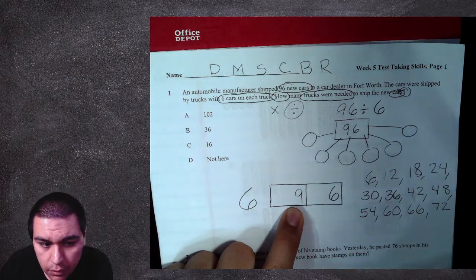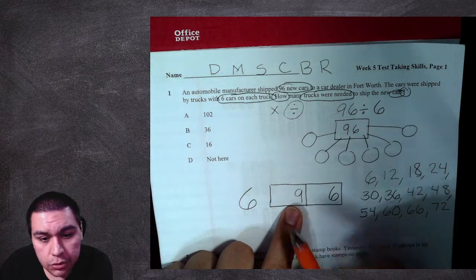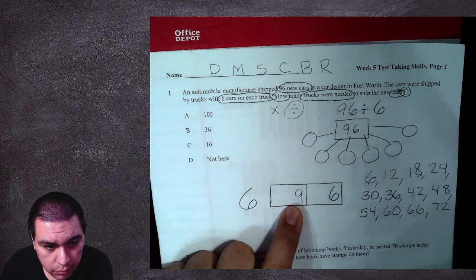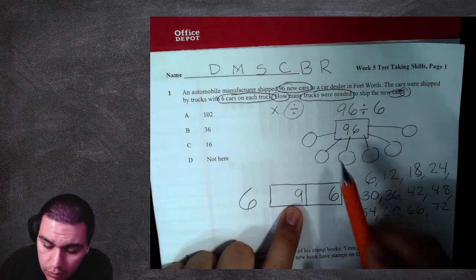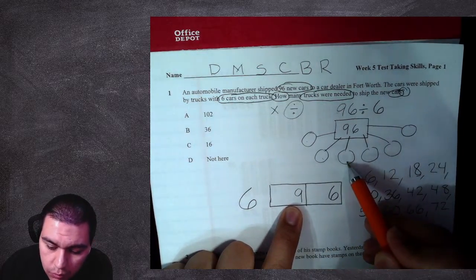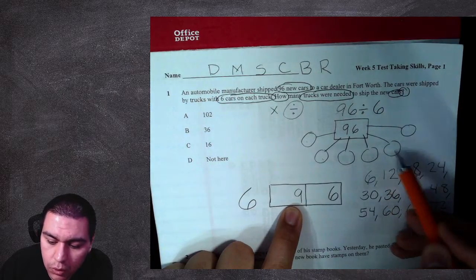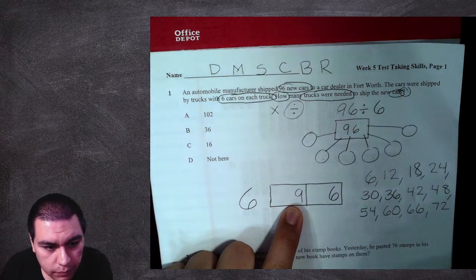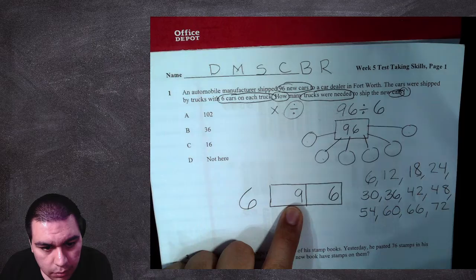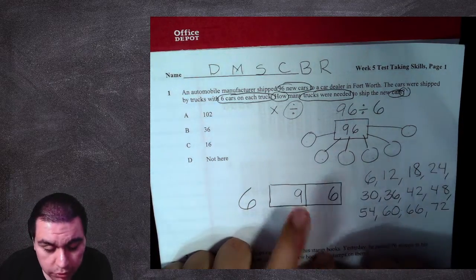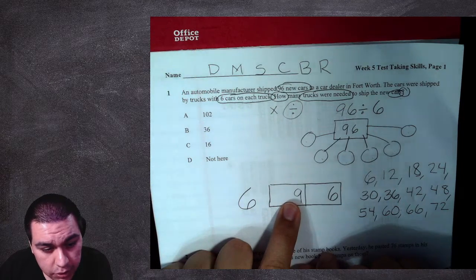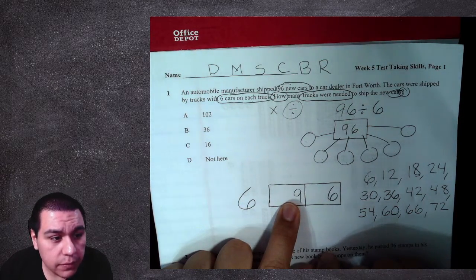If I go around to every single group and give them one piece, or in this case, one car, one car, one car, one car, one car, one car, I'm giving away 6 cars. Well, there's 9 in this first box, so I can give away 6. There's enough.